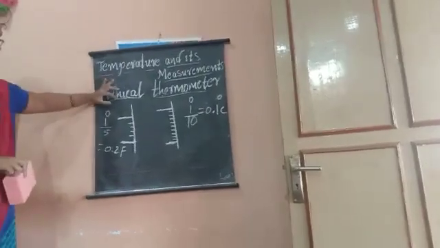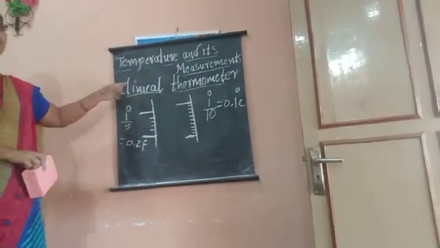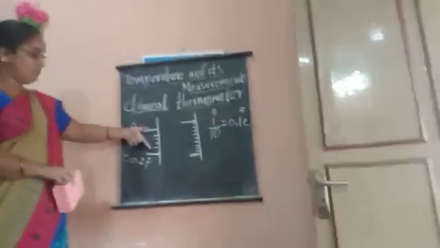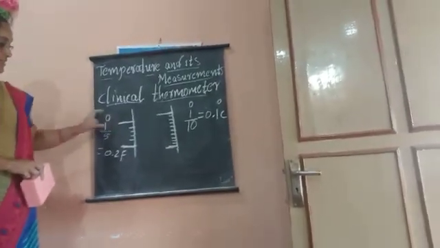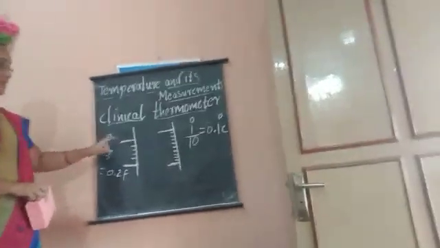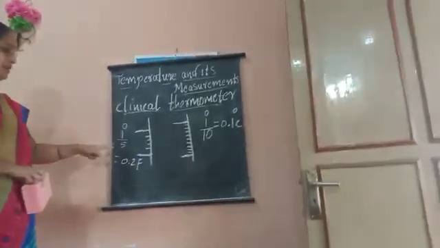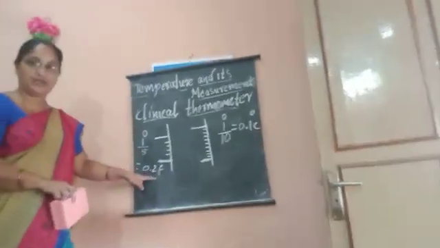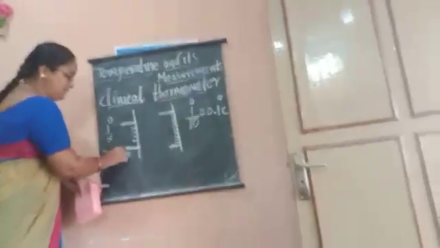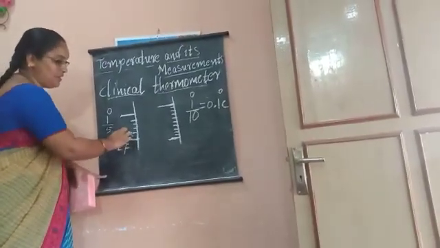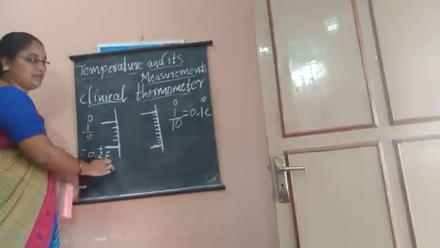If you take the Fahrenheit scale, the difference between two bigger consecutive marks, if you consider it as 1 degree, there are 5 smaller divisions in between them. So 1 degree by 5, that is 0.2 degree Fahrenheit. That means each smaller division value is 0.2 degree Fahrenheit.